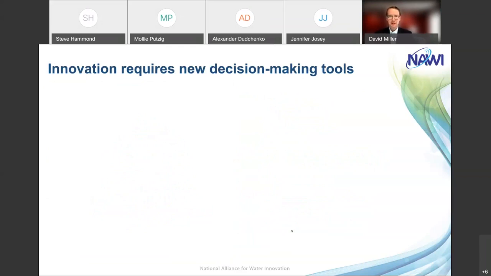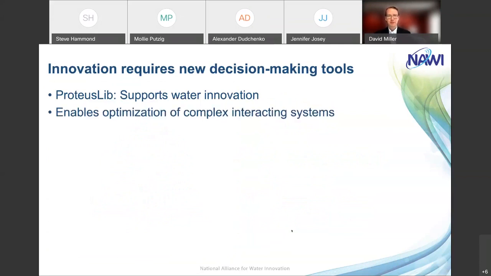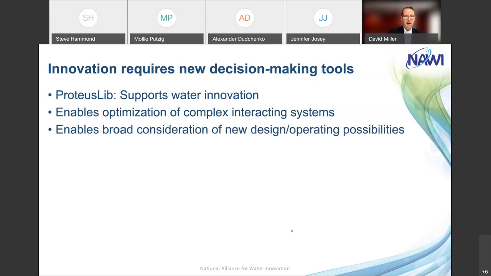And so all of this innovation that's happening in NAWI requires new decision-making tools. And specifically, ProteusLib helps to support this type of water innovation that's an important part of the hub and its development. Specifically, it enables the optimization of complex interacting systems. So when we're looking at innovative systems where we don't have a lot of experience, our back of the envelope, our heuristics, and even our spreadsheets aren't going to help us as much as we need them to in order to help us broadly consider new design and operating possibilities.